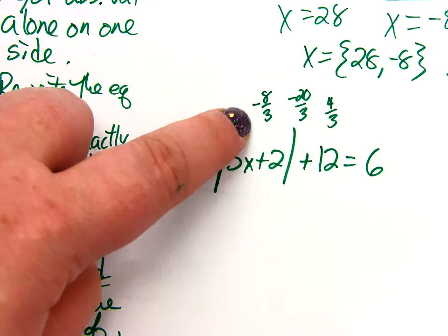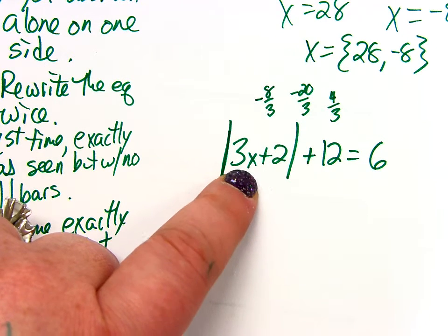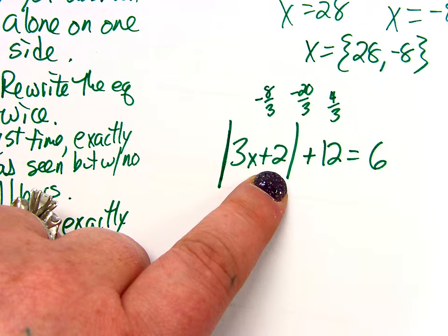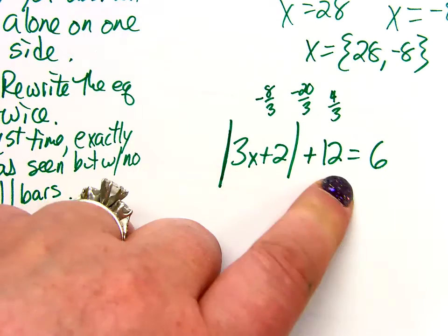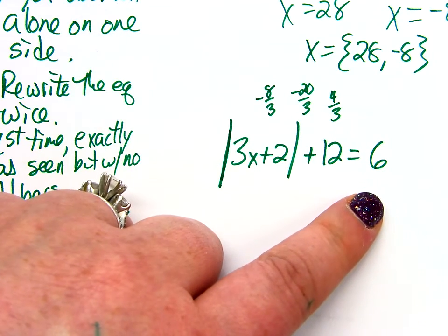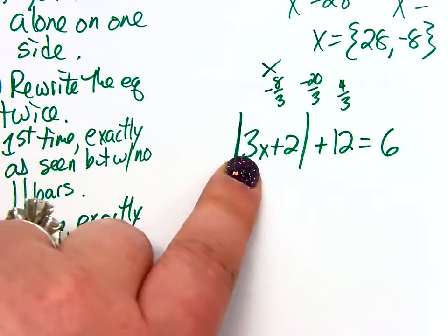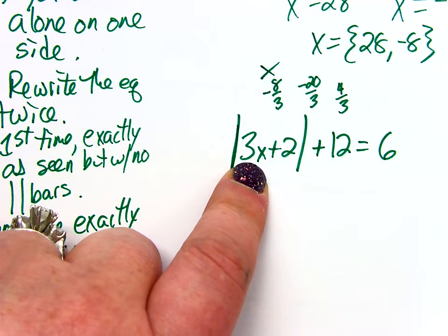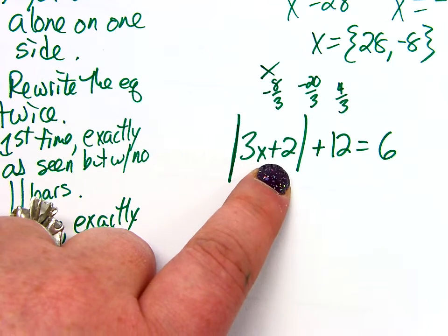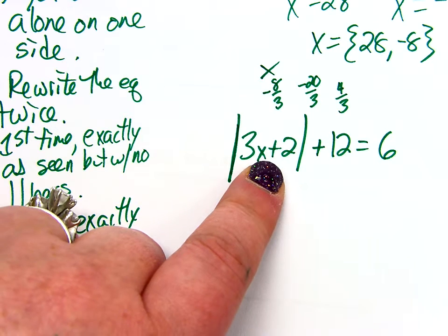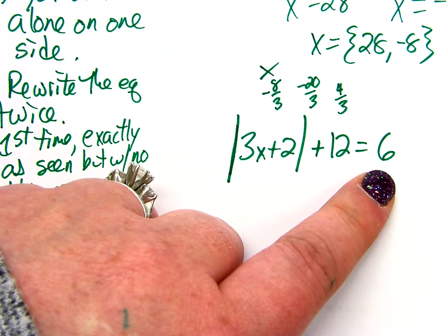Well, let's check them real quick. If I plug in negative 8 thirds, so negative 8 thirds times 3 is negative 8. Negative 8 plus 2 is negative 6. What's the absolute value of negative 6? Is 6 plus 12 6? Okay, so that one doesn't work. Let's try negative 20 over 3. Negative 20 thirds times 3 is negative 20. Negative 20 plus 2 is negative 18. Absolute value of negative 18? 18 plus 12, is that 6? Yes.